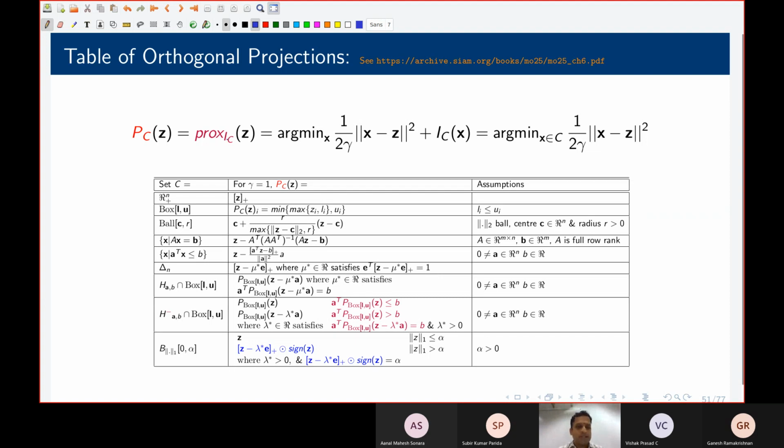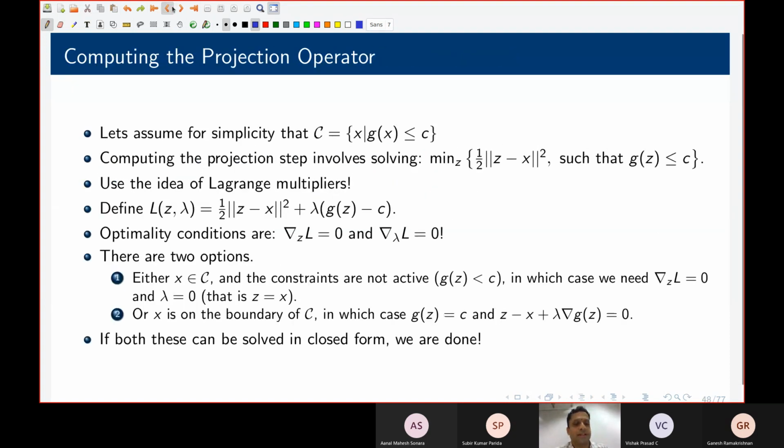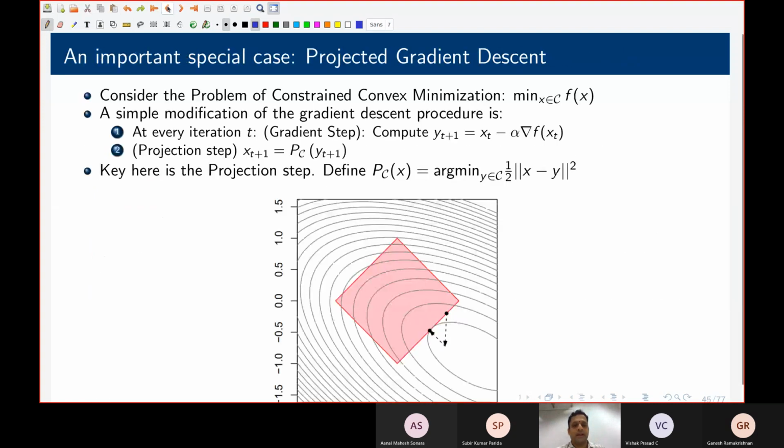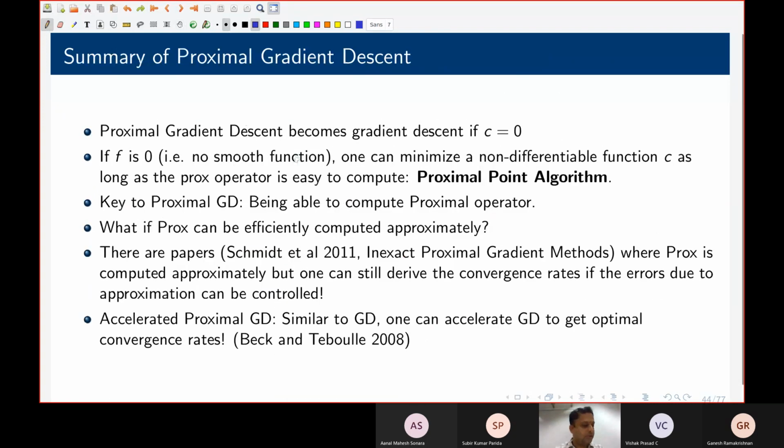It's actually prox, but prox with an indicator function. You can call it projection if you want, but it's the same as prox with an indicator function. That's fine. So I'll leave you on this. Hopefully we'll complete this in the first half of next class and then move on to discrete optimization.